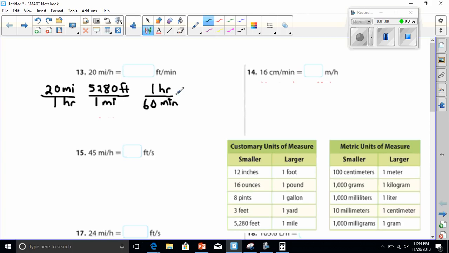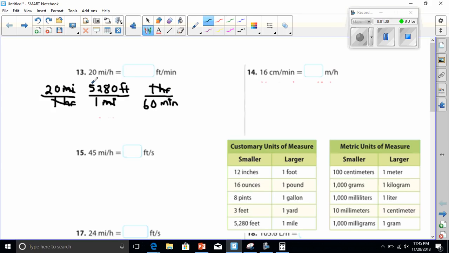All right, and now we can go and start crossing things out. We're going to cross out miles, and we're also going to see that we have 1 hour down here, 1 hour up here that we can cross out. And that's pretty much it. Everything else doesn't have anything to cross out. So let's go ahead and do some multiplication here.